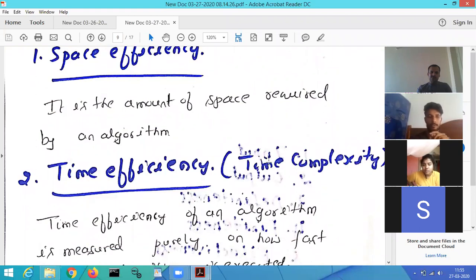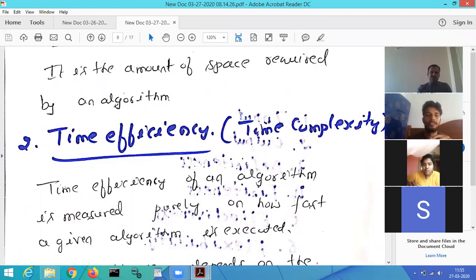Then what is time efficiency? Time efficiency of an algorithm is measured purely on how fast the given algorithm is executed. It is also called time complexity. Time efficiency is also called what? Time complexity. How fast your algorithm gets executed.